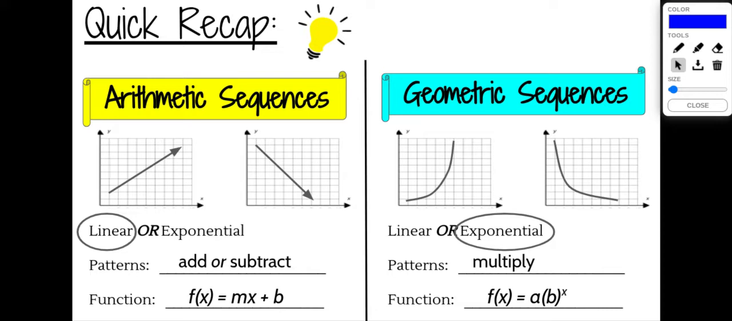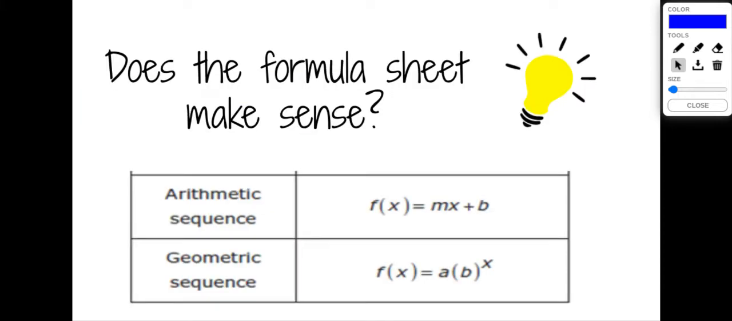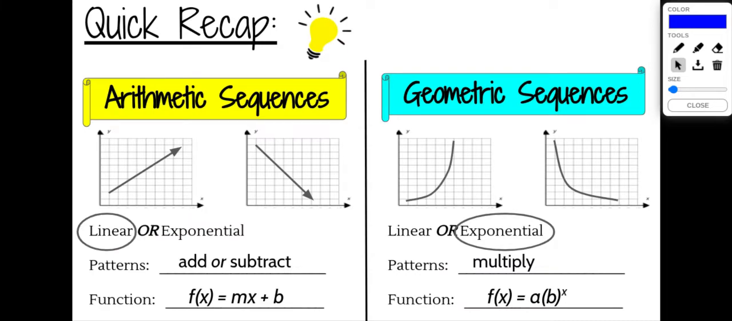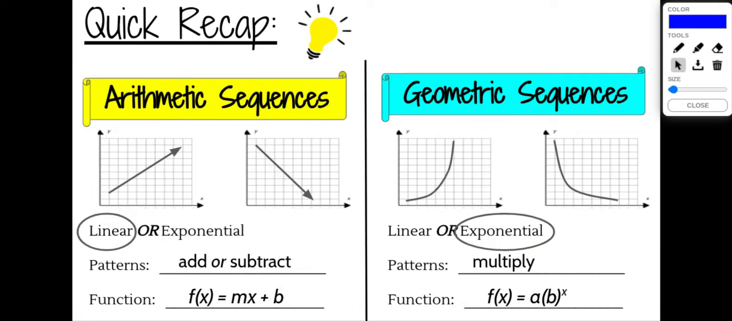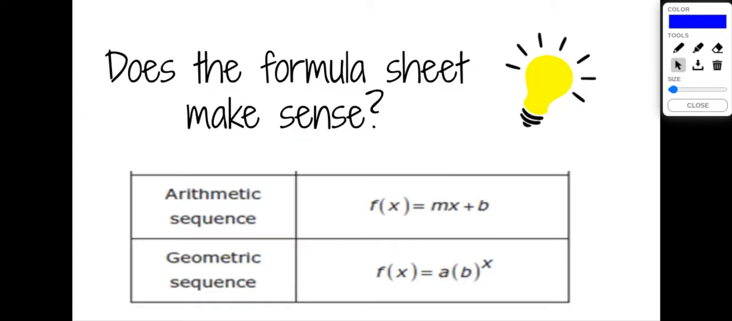Okay, so here we've got it, everybody. A quick recap, side by side, arithmetic and geometric. So now, does the formula sheet make sense? Does it make sense that arithmetic sequences are paired up here with a linear function? Whoops. Does it make sense that geometric sequences are paired up with an exponential function? I don't know why it keeps doing that. So hopefully that makes sense to you why this is what the formula sheet looks like.